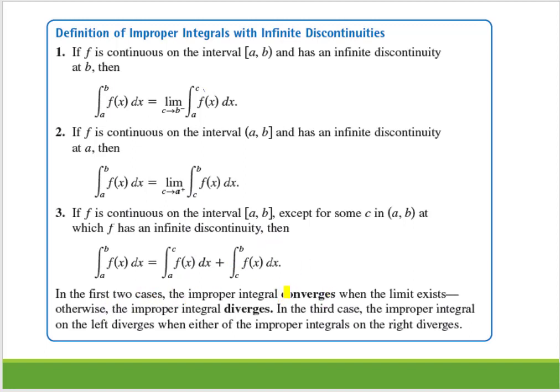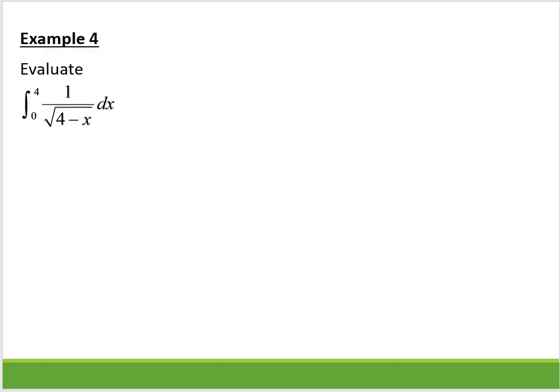Again, an improper integral converges when the limit exists, and otherwise we diverge. Okay, so let's go through an example. I apologize, this is turning out to be a super long video. Since if I plug in 4 here, I get 0 in the denominator, that is an improper integral. And I have to go to 4 from numbers a little bit less. Since I'm going from 0 to 4, all those numbers are less.